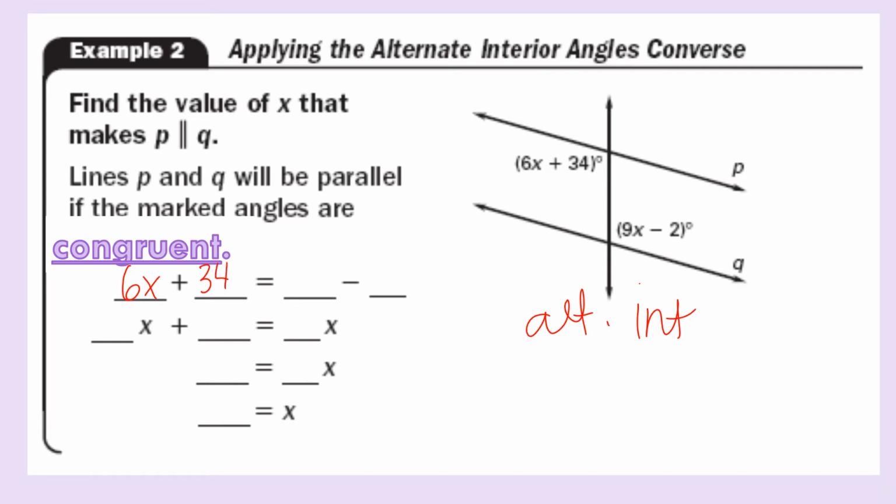So I'd have 6x plus 34 equals 9x minus 2. And I'm going to add 2 to both sides. I have 6x plus 36 equals 9x. And then I'm going to subtract 6x from both sides. So 36 equals 3x. And then divide by 3 on both sides, so x would equal 12.